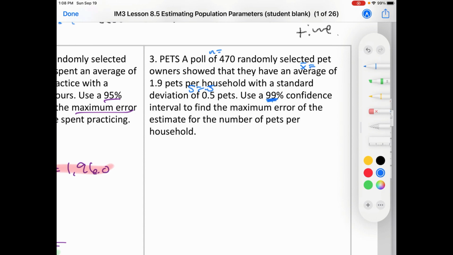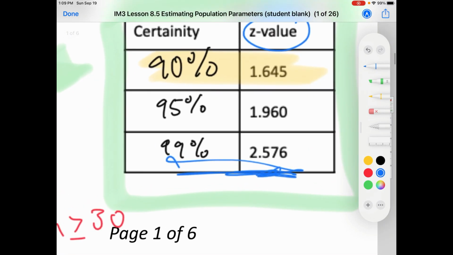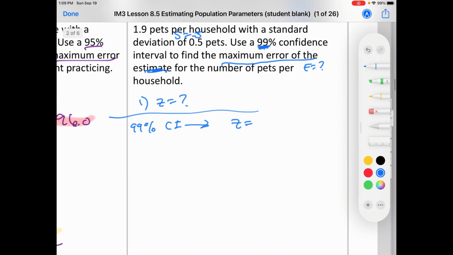Okay, we have a 99% confidence interval to find the maximum error of the estimate. Okay, so the maximum error is the capital E. So just like the practice problem above, the first thing we're going to find is the Z. So a 99% confidence interval gives me that Z is equal to, just go back up to this chart, 2.576. 2.576.